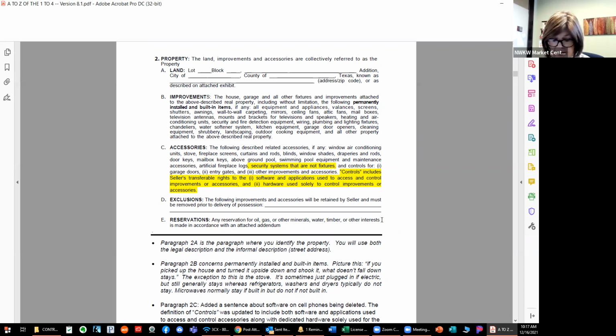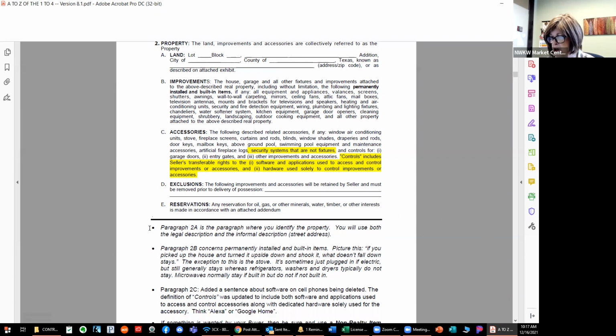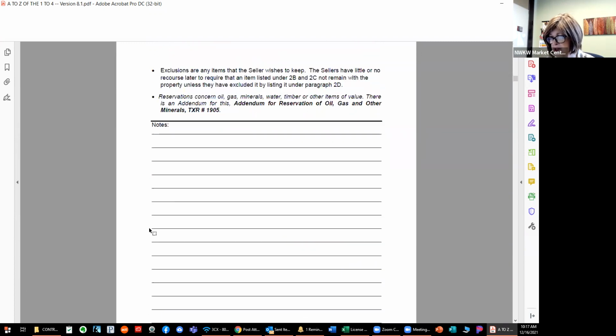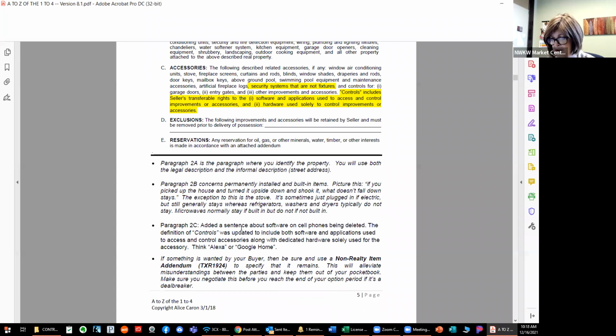They're not going to keep the trees and sell the land. But that's what they're talking about. Anything like water and minerals and gas, mainly. And then I've got notes down below what those different paragraphs mean.